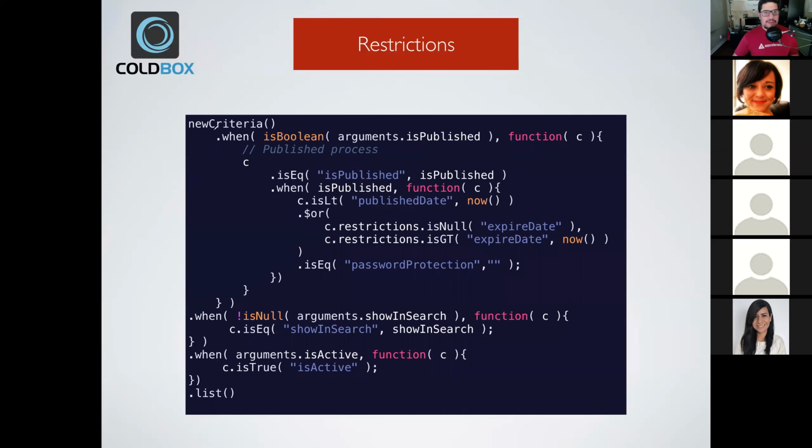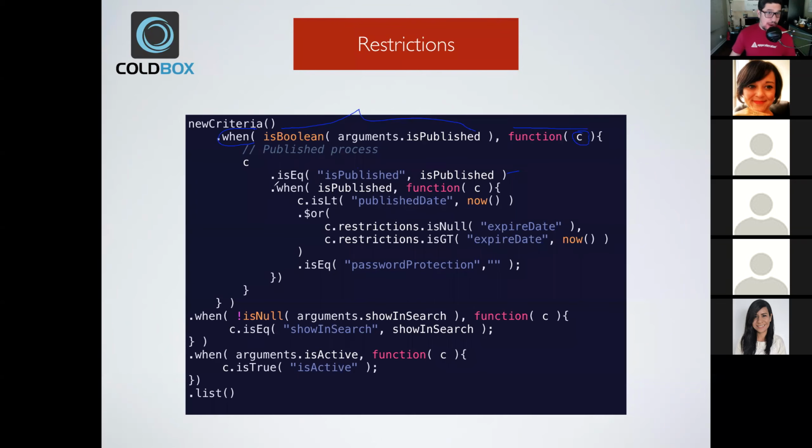You can see here, for example, I can create a new criteria, and we've introduced a when statement. The when statement says, I'm going to expect a Boolean variable here. And if that variable is true, then I'm going to execute this closure or lambda. So it says here, if the argument is published, that it's passed as Boolean, then execute the closure. The closure receives the same criteria. So then I can say, okay, I know that I'm in the published block, so I'm going to say is published now. I'm going to add it into the criteria.